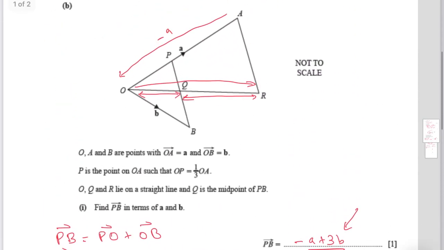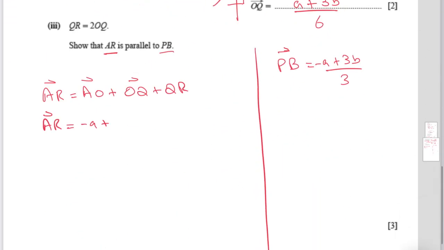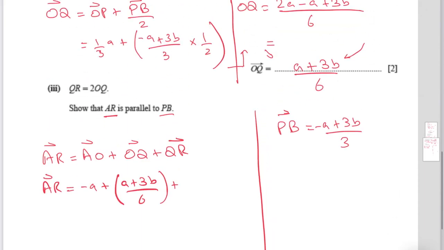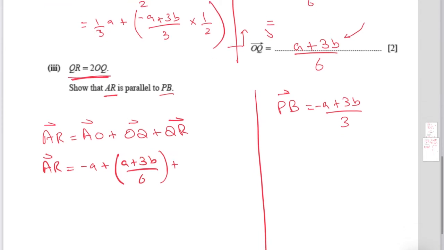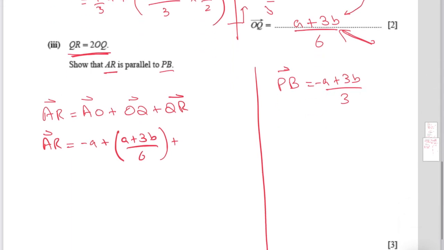Okay, what is OQ? We just found OQ. It was A plus 3B over 6. So we write A plus 3B over 6 here. And QR. So vector QR. What is QR? QR is double of OQ according to this statement. So we multiply this vector right here by 2. When we do that, this is what we should get, A plus 3B over 6.